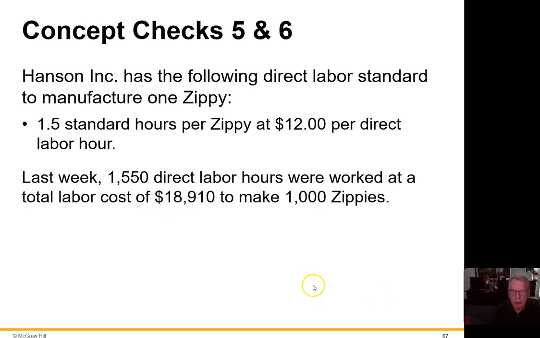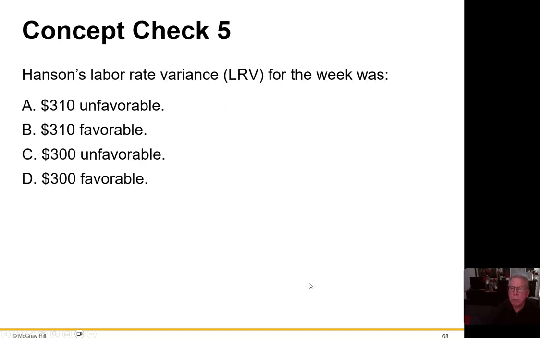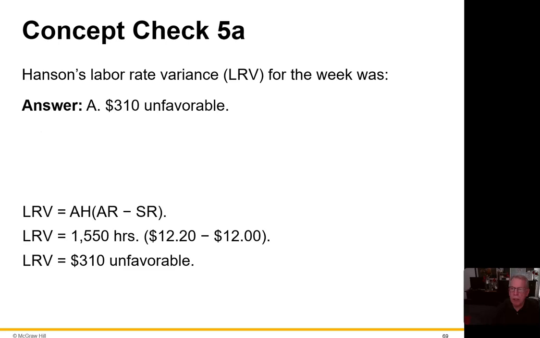Okay, so if I continue, what would be the labor rate variance? That's going to be the left-hand side of our graphic. It's $310 unfavorable. We would calculate that by taking our actual rate of $12.20 subtracted from our standard rate of $12 times the total 1,500 hours. And that gives me $310 unfavorable. Now, if you're like me, this is difficult to follow.